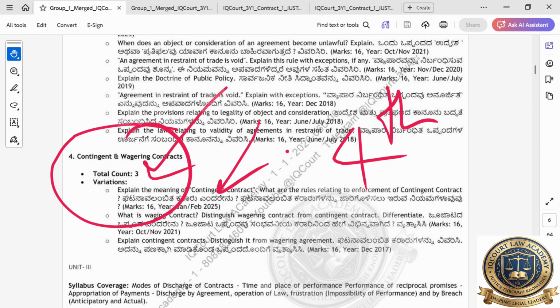2025 it came, right? If the examiner wants to make the paper a little bit tough, definitely they will give this question. That is the beauty of KSLU University, not IQCourt Law Academy.